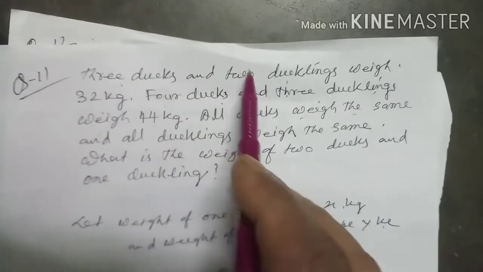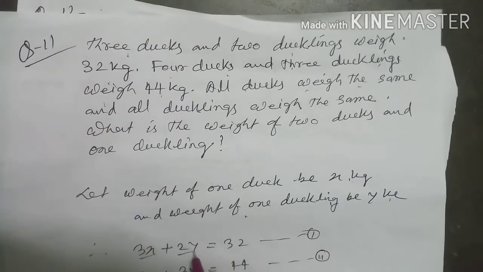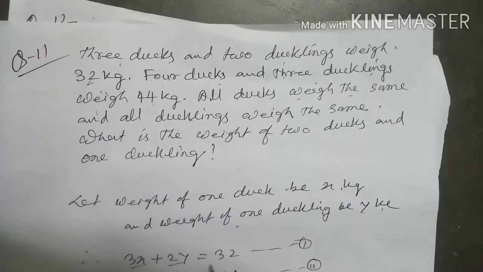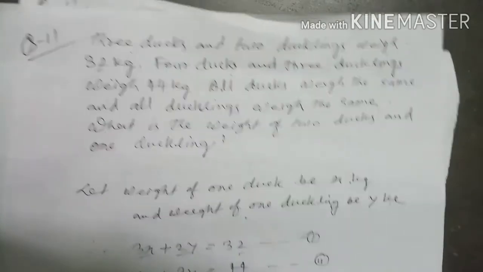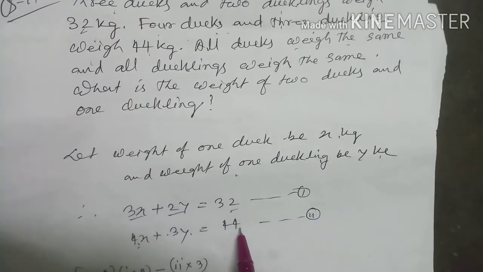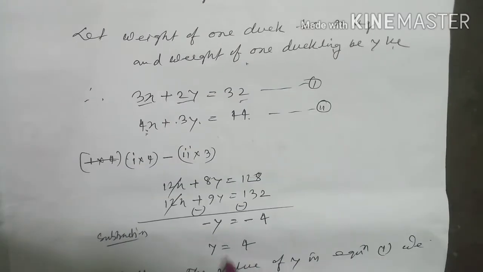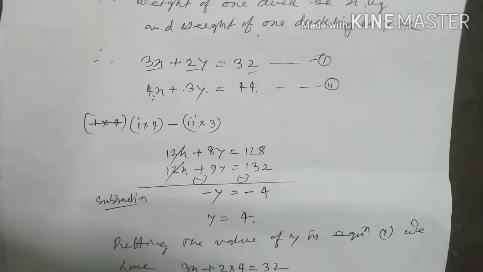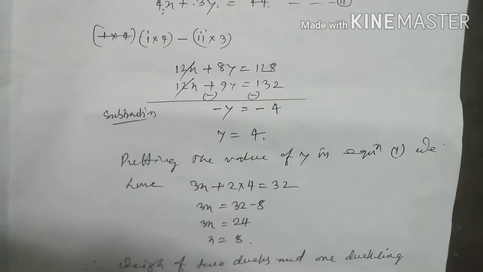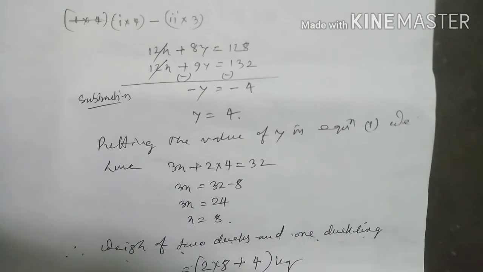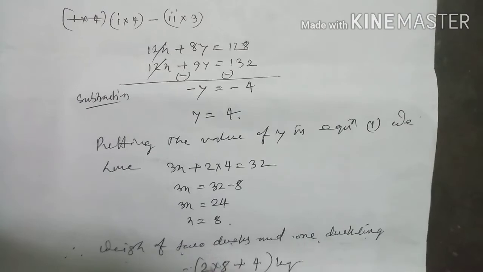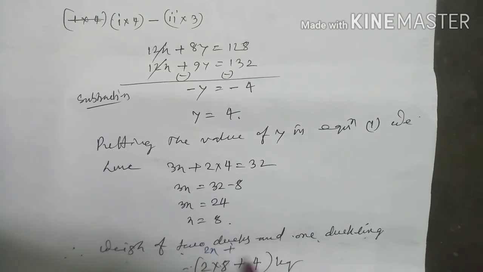Weight of 3 ducks and 2 ducklings, that means 3x plus 2y equal to 32. Again 4 ducks and 3 ducklings, so 4x plus 3y equal to 44. So solving these equations, we have y equal to 4 and x equal to 8. Now putting the values of x and y, weight of 2 ducks and 1 duckling, we have 2 ducks means 2x, 1 duckling 1y. 2x, putting the value of x, we have this.